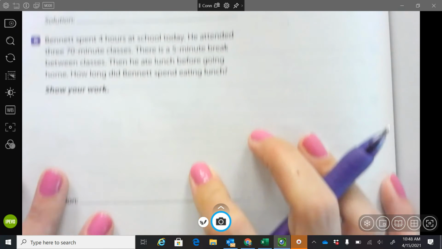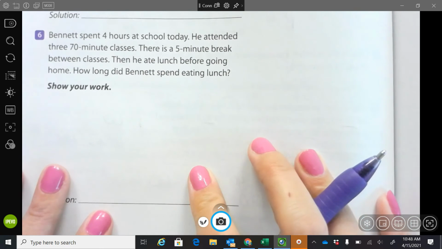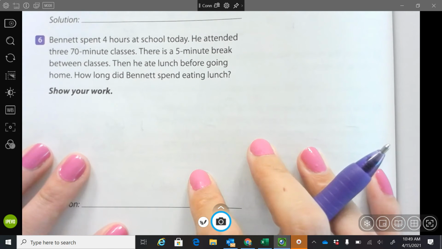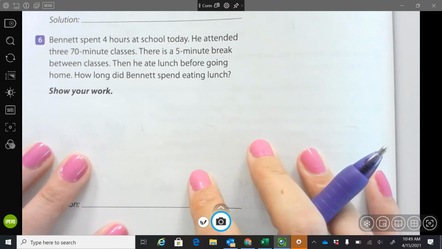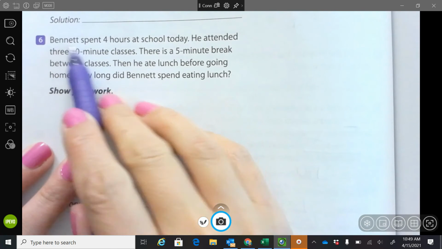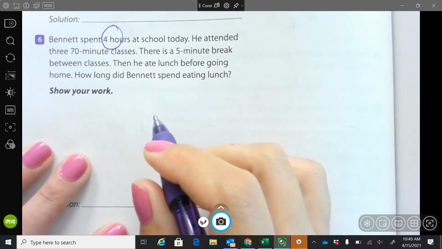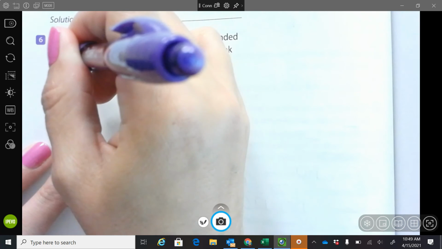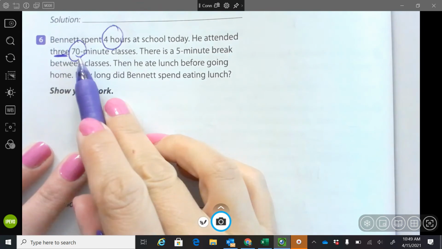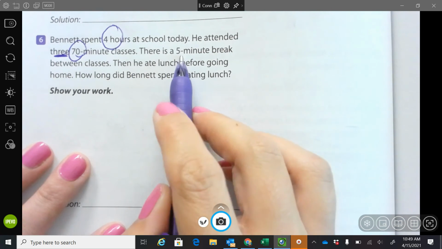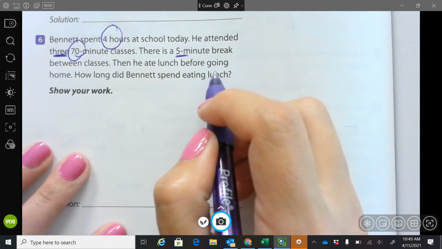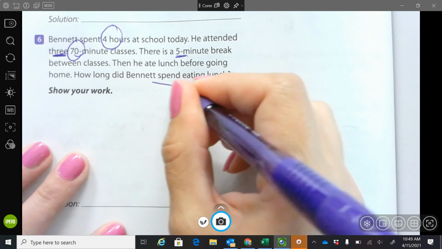Okay. Number 6. Liam, go ahead and read it for me, bud. Bob spent 4 hours at school today. He attended 3 70-minute classes. There is a 5-minute break between classes. Then he ate lunch before going home. How long did Bob spend eating lunch?